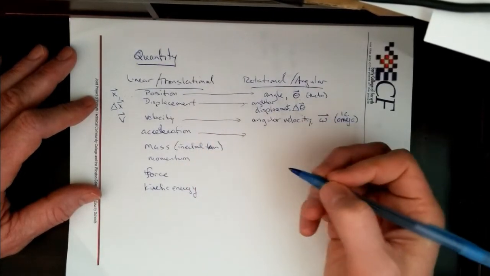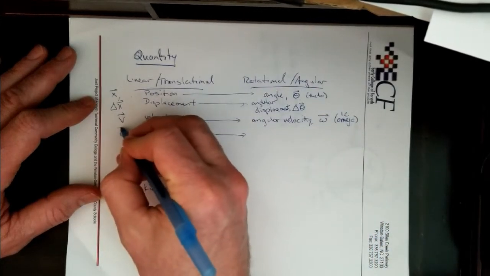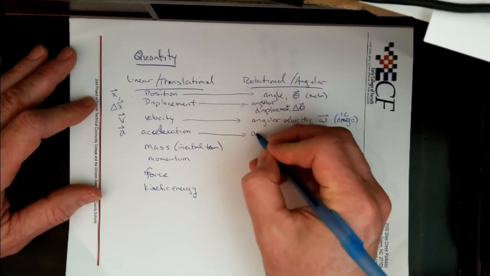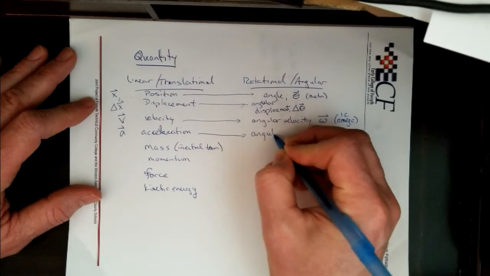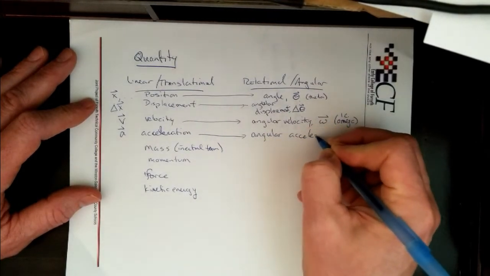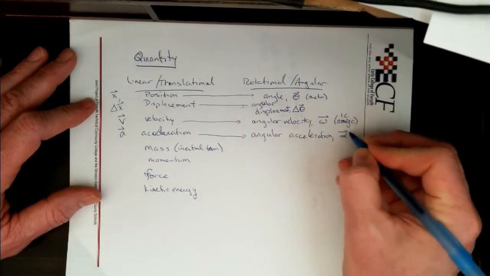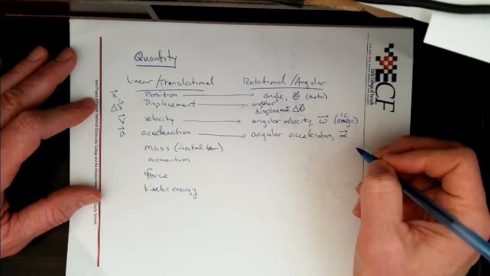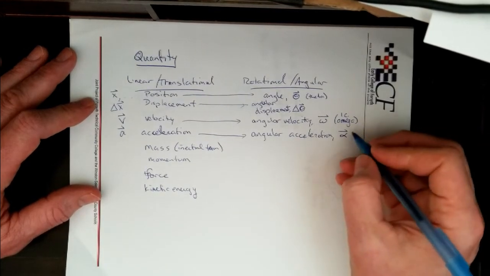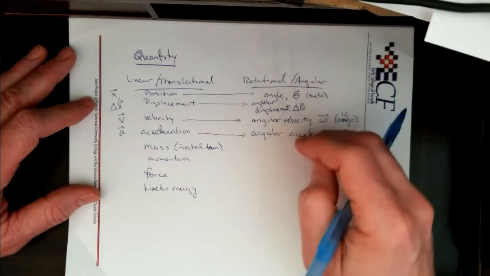Acceleration, I'm sure you can probably take a guess at what it's called. The symbol over here is a. This is angular acceleration. And the symbol for that is an alpha, or as one student in the past called it, the Jesus fish, but it's really an alpha. So those are the basic ones right there.